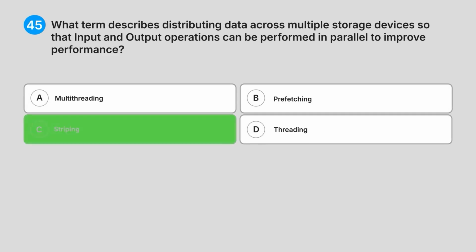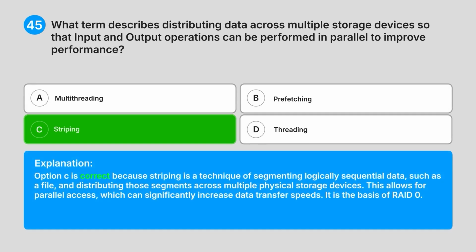Correct answer C. Striping. Explanation. Option C is correct because striping is a technique of segmenting logically sequential data, such as a file, and distributing those segments across multiple physical storage devices. This allows for parallel access, which can significantly increase data transfer speeds. It is the basis of RAID 0.